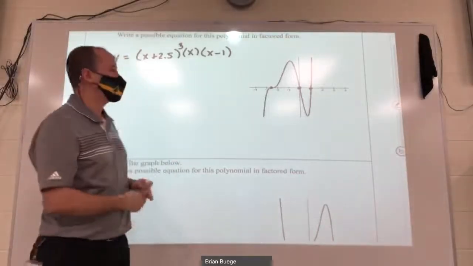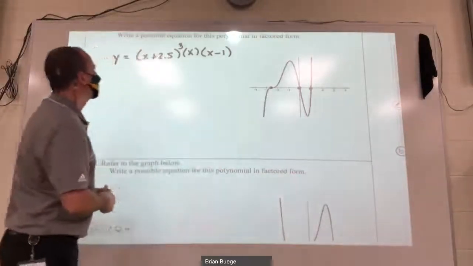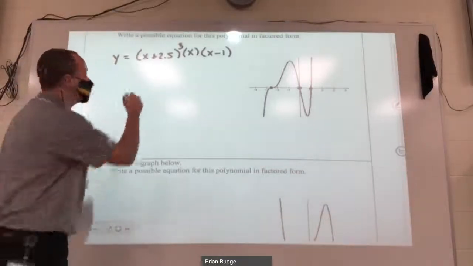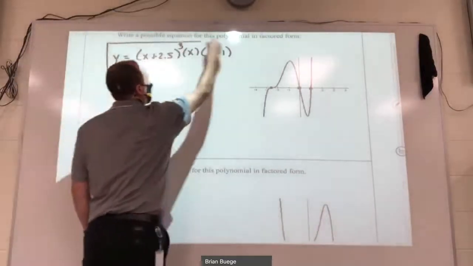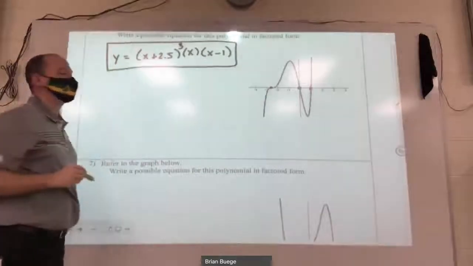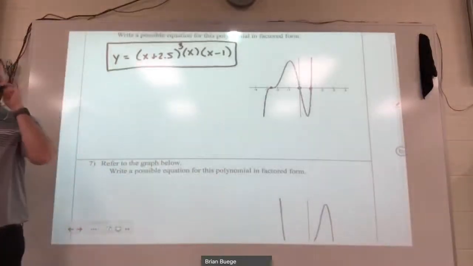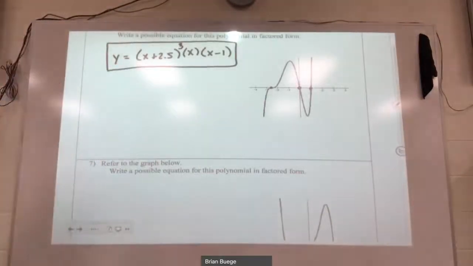Okay, and so in this case we're in good shape, and we can just leave it like that. There's your graph. Okay. So we know that we're at a positive 1 in this case for an a value.